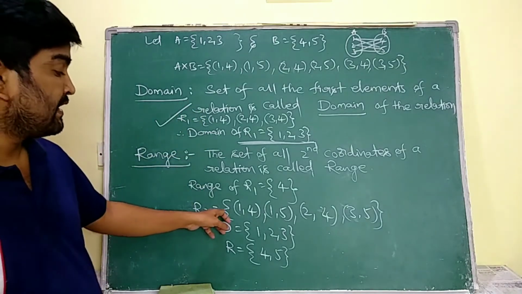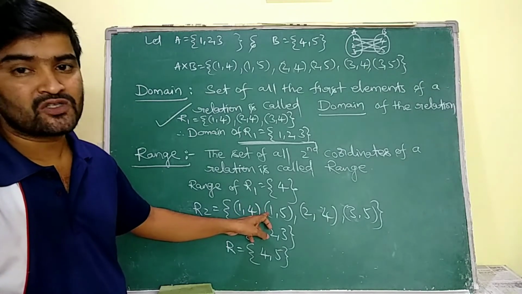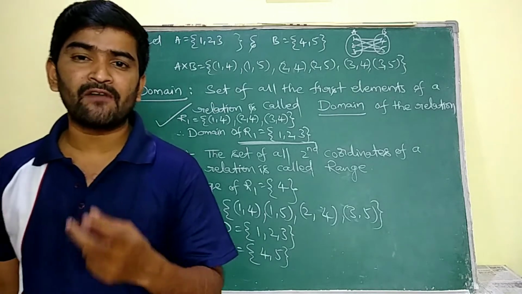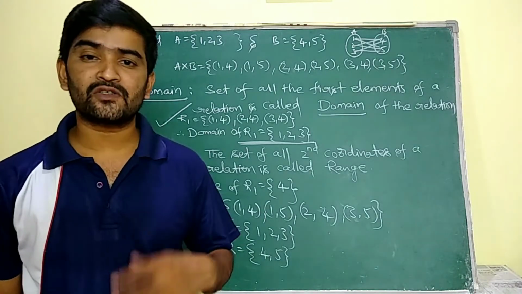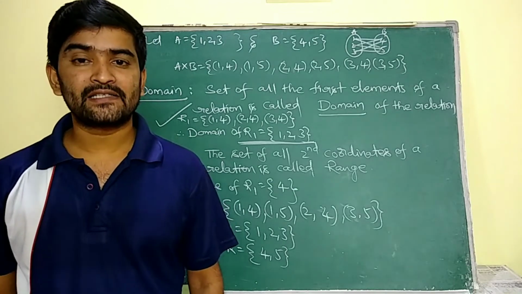Coming to this one, here these two ordered pairs have 1 as their first coordinate. So it's not a function. If we find at least one pair of ordered pairs whose first coordinates are the same, then that's not a function. Understand?